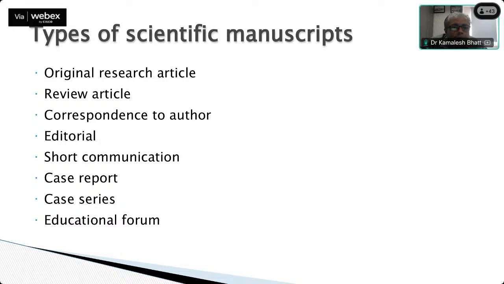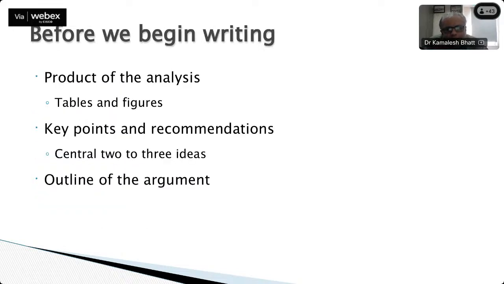Now, before we start writing, certain things should be very clear: what you have done. You must have at least the results in your hand. Then there should be two to three key points for the recommendations, and you must have some outline of the argument. This should be there before you start the writing.